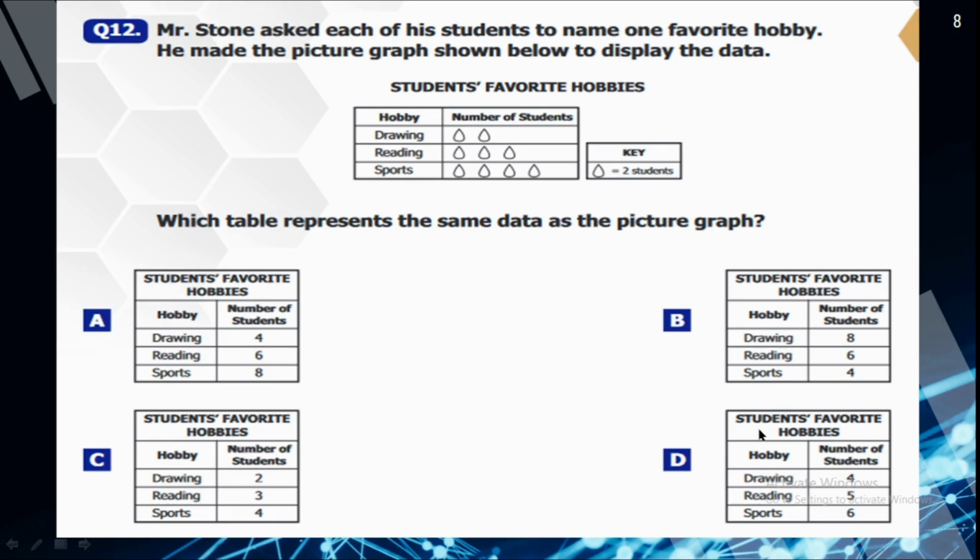Question number 12. Mr. Stone asked each of his students to name one favorite hobby. He made the picture graph shown below to display the data. Which table represents the same data as the picture graph? So we can see the key, one drop is equal to 2 students.